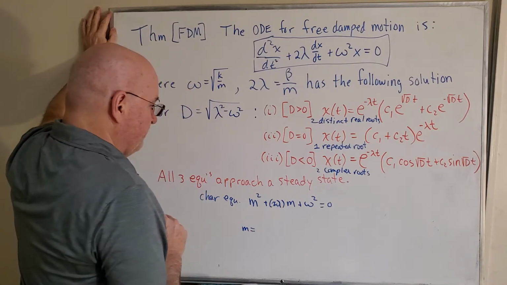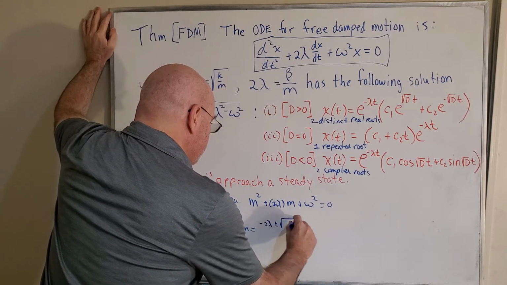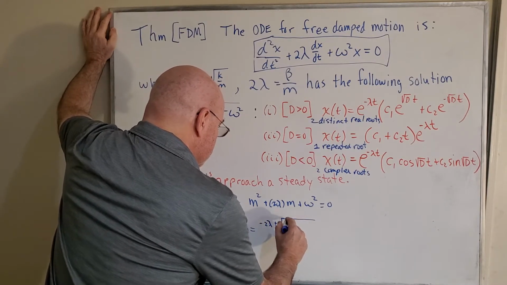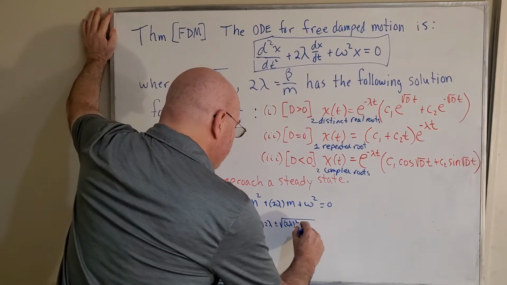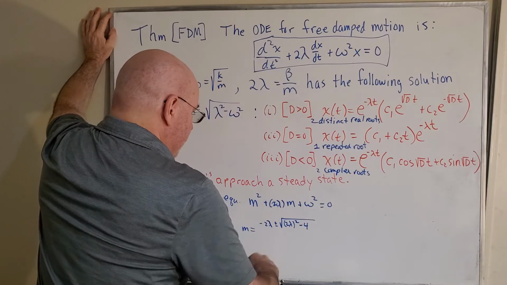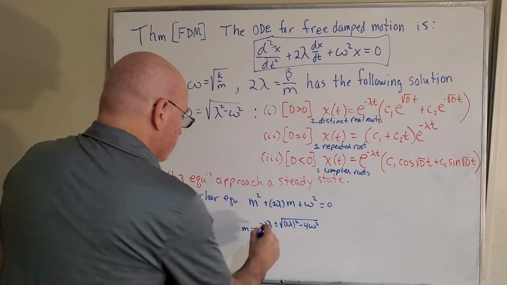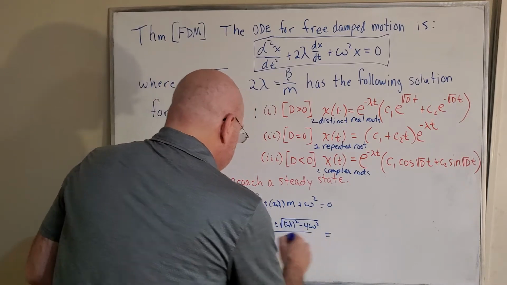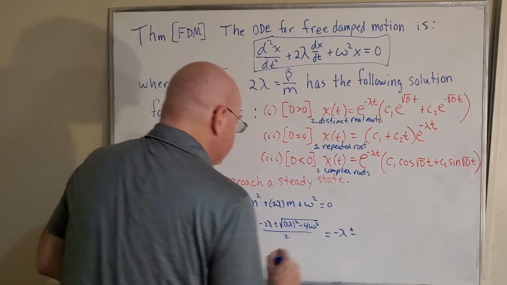The two zeros would be negative b, which is negative 2 lambda, plus or minus. Then we get b squared, which I'll write as 2 lambda in parentheses squared, minus 4ac, which would be minus 4 omega squared, all over 2a, which is just 2. So what does that give us? That gives us negative 2 lambda over 2, which is a negative lambda, plus or minus.